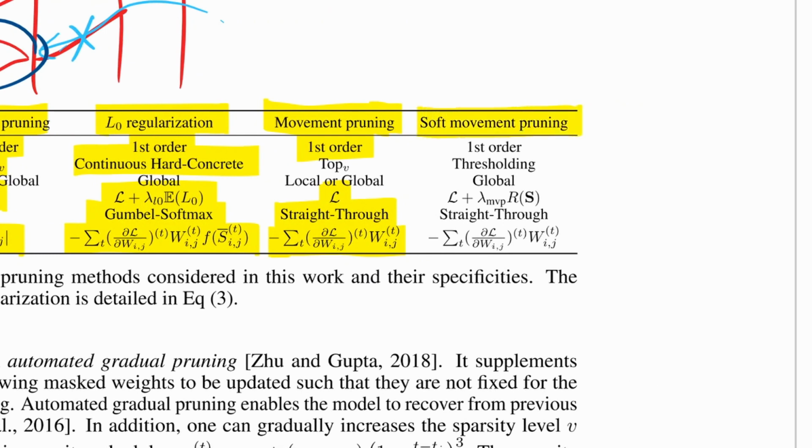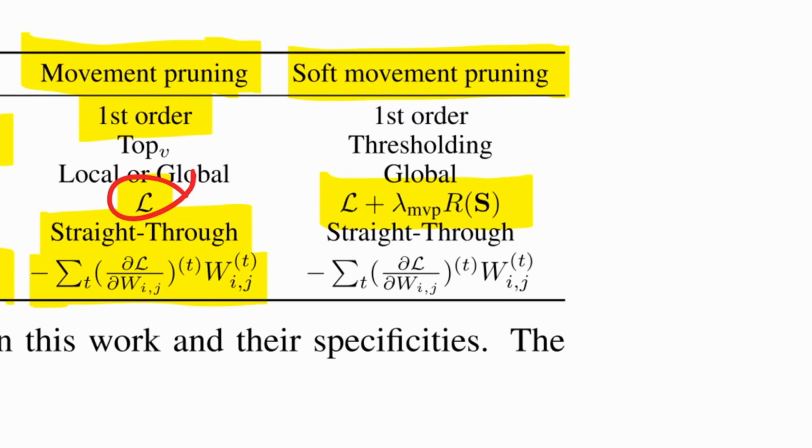And they have a variant of movement pruning that tends to perform a little bit better, which is soft movement pruning, where instead of just optimizing the loss function, they optimize the loss function plus something. Now, as you can see here, they have a thresholding masking function. And the threshold is actually dynamic, or it's determined by the importance scores, and they have then a regularizer that makes the importance scores sparse. So instead of saying we just want the top 5% of weights, they now just put a lot of mass on this lambda right here, which will cause the S to be sparse.